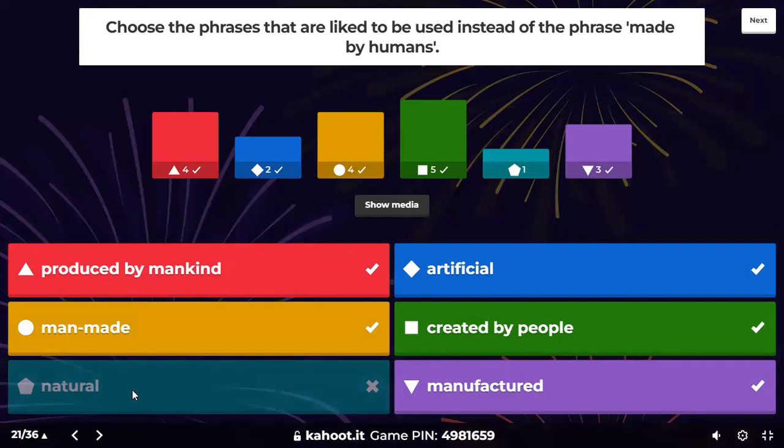Now, if something is made by human beings, it is not natural. It is natural only when Allah Subhanahu wa Taala creates it. But human made, produced by mankind, man-made, artificial, which means that it is made by human beings, created by people, manufactured. So all these terms and phrases indicate that something is not natural, and this is why natural has to be excluded. Okay, cool.